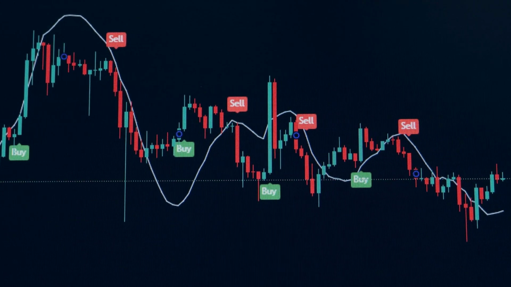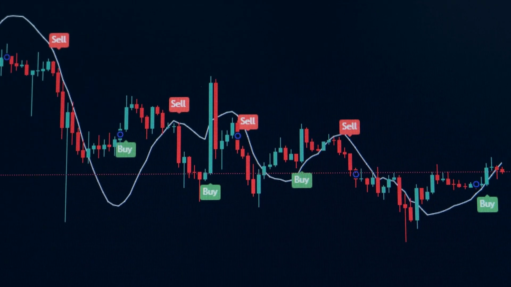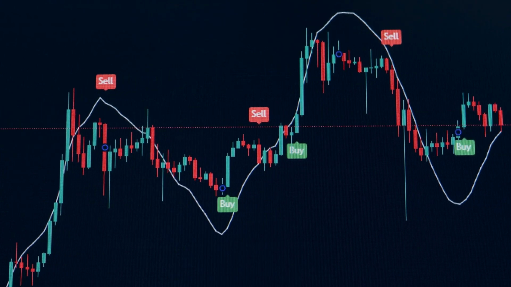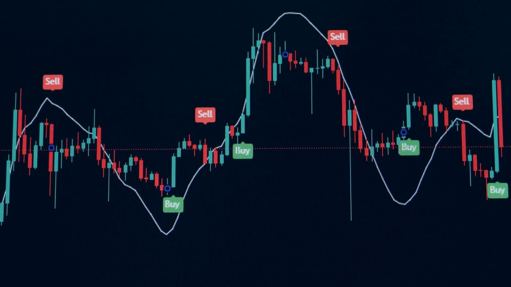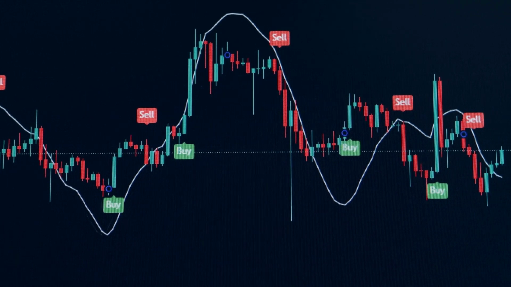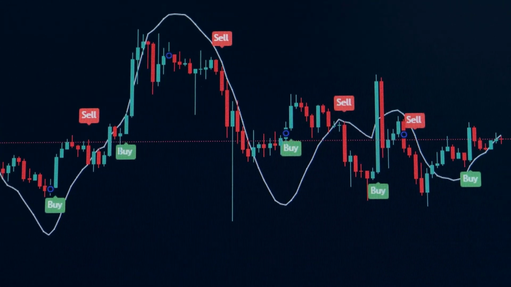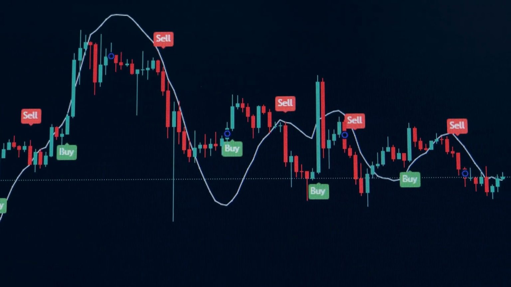Traders can adjust these parameters to suit their trading style and the time frame of their analysis. This customization is a key advantage of ALMA. It allows for greater flexibility in adapting to different market conditions.